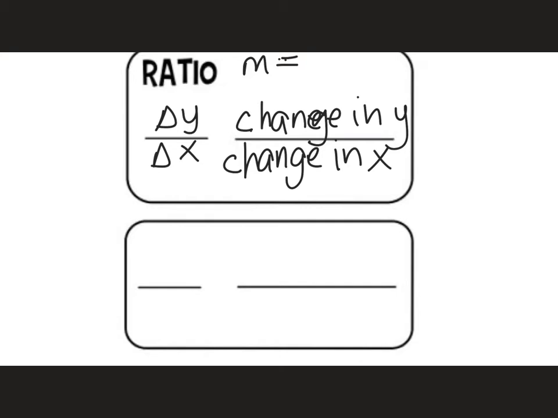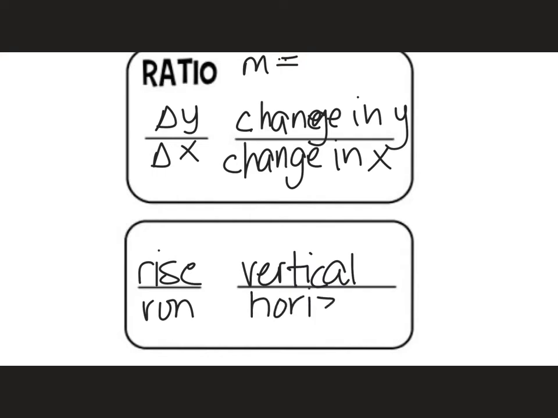Another ratio is like when we have a graph, we can also talk about rise over run. So this would be vertical change, so up and down, over horizontal, left and right. So again, vertical over horizontal.